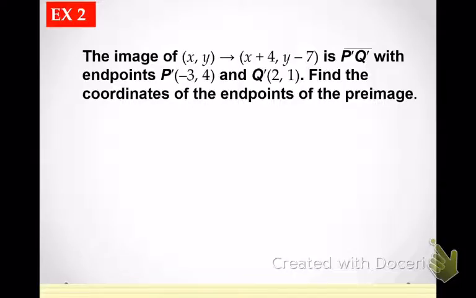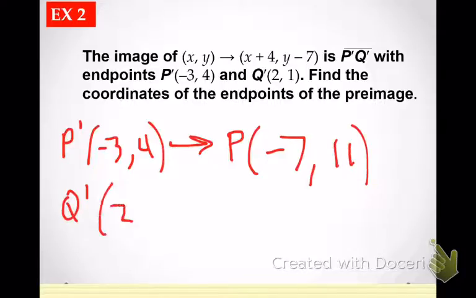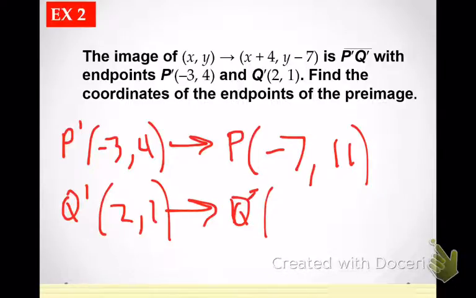So it's going to look like p prime is negative 3, 4, and the pre-image of p would be, we subtract 4, that would be negative 7, and we add 7, negative 7, 11. And q prime, we start at 2, 1, and we subtract 4 and we get negative 2, and we add 7 and we get 8. Everybody see what we're doing there?